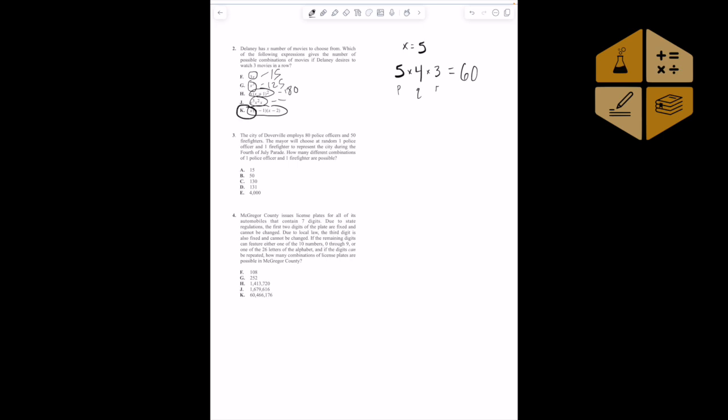Number 3, the city of Doverville employs 80 police officers and 50 firefighters. The mayor will choose at random 1 police officer and 1 firefighter to represent the city during the 4th of July parade. How many different combinations of 1 police officer and 1 firefighter are possible?